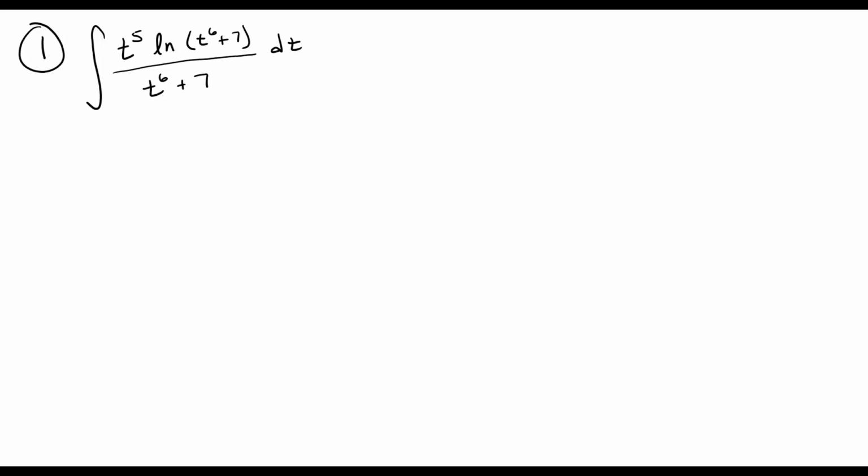Well, in this case, I kind of see a connection between the natural log of t to the 6 plus 7 and then a t to the 6 plus 7 in the denominator. So what I'm going to do is pick this right here as my U. I'm going to write it off here to the side, and let's see what that looks like. U equals the natural log of t to the 6 plus 7.